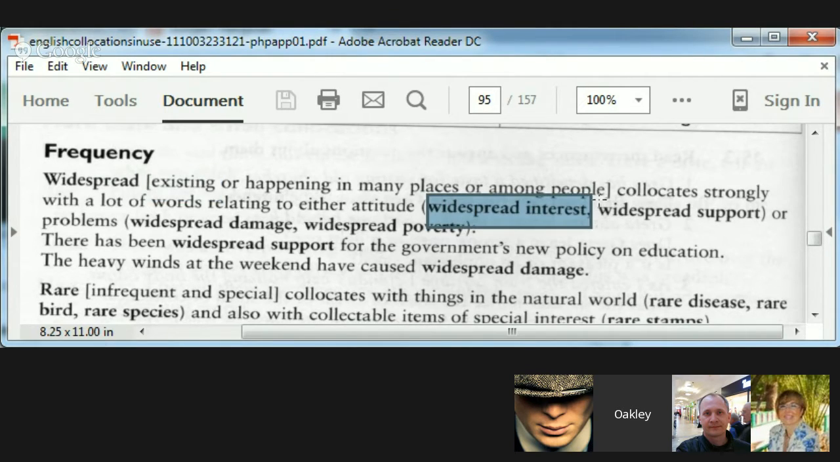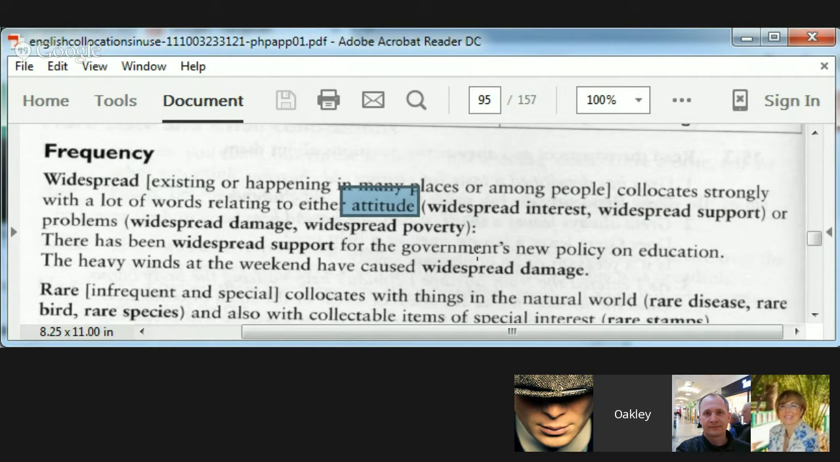Can you think of another one? Widespread interest, widespread support. Another one that talks about attitude, Sasha? Maybe another collocation? People's attitude or emotion or feeling towards something? Do you mean a synonym? No, another example of a collocation. There's a couple here. Just wondering if you could think of another one with widespread to show attitude, even emotion. I don't know. Okay, widespread anger, widespread unrest.